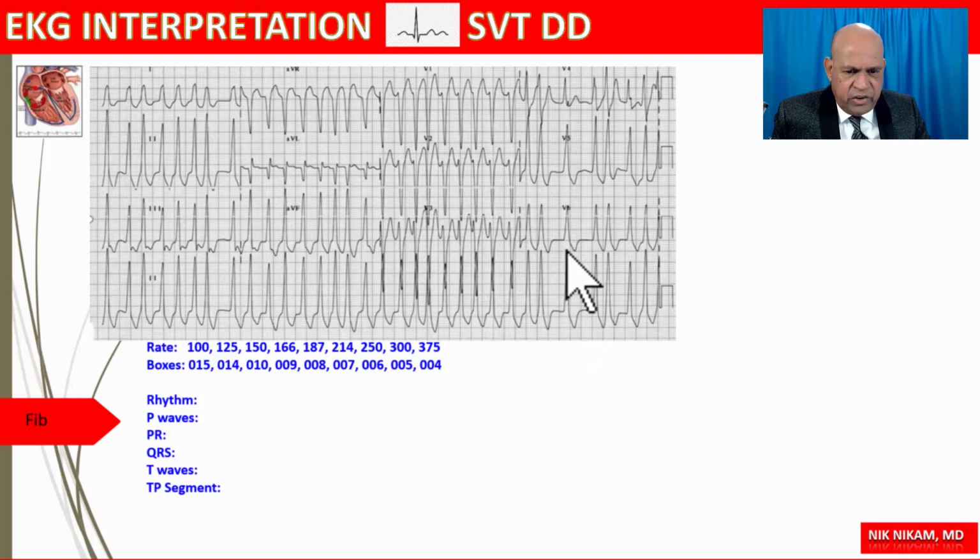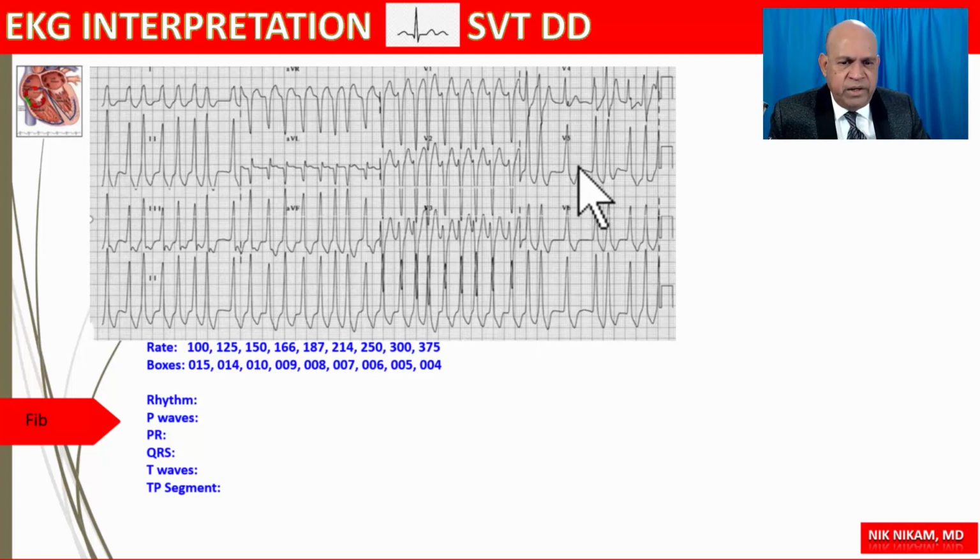I would say the QRS complexes are narrow, but nonetheless, we also see some discordant ST-T changes in almost all these lateral chest leads. So this is most likely atrial fibrillation with rapid ventricular response.